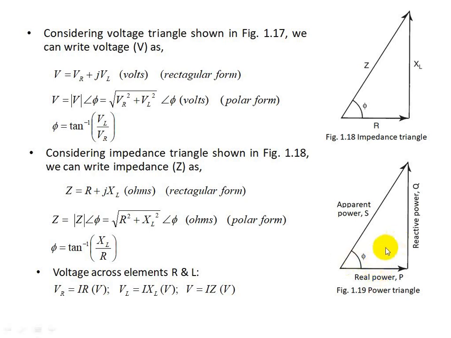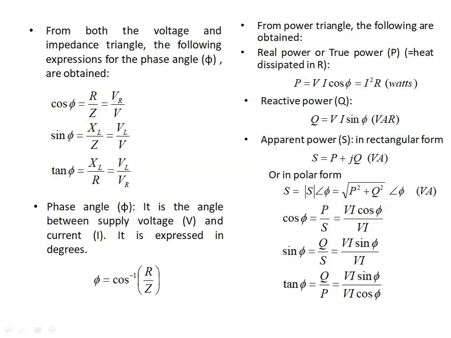So real power is utilized power, and the vertical component is reactive power. It is denoted by capital Q, and the vector addition of these two powers is apparent power S. Apparent power is the product of V into I, volt ampere, and real power P is VI cos phi, and reactive power is VI sin phi. So we can write the equation in rectangular form as S is equal to P plus jQ.